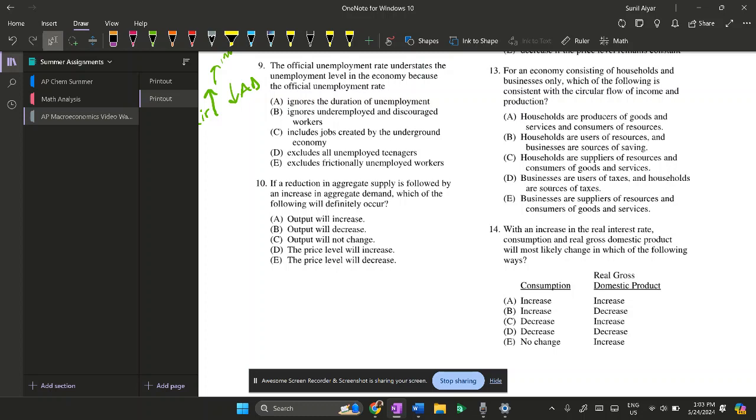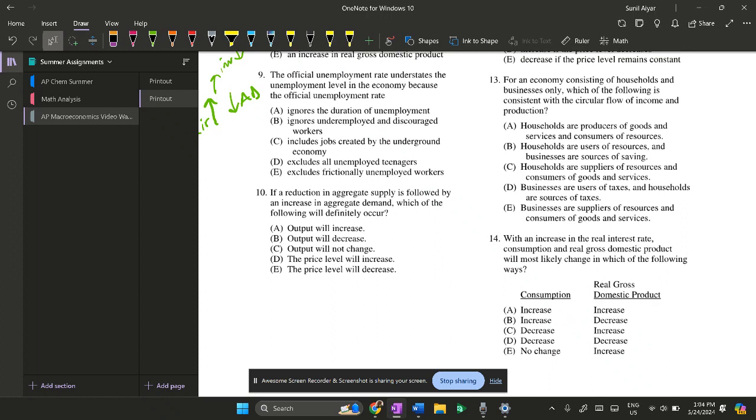The official unemployment rate understates the unemployment level in the economy because the official unemployment, it's going to be something to do with discouraged workers, because they aren't even counted as unemployed, even though they don't have a job. So there's that discouraged workers and underemployed. All that means is people who do not have full work weeks. So if you're working a part-time job, you are still counted as a fully employed person, not half a person.